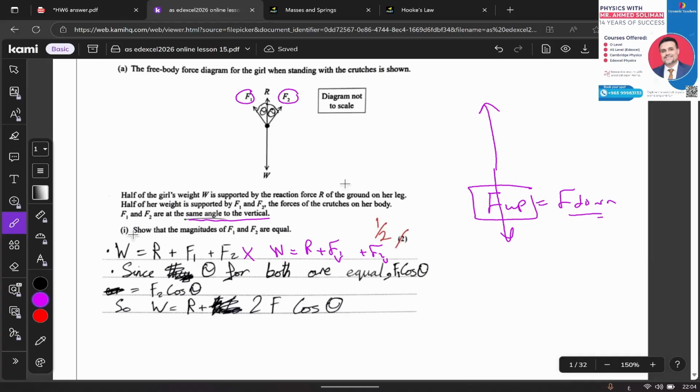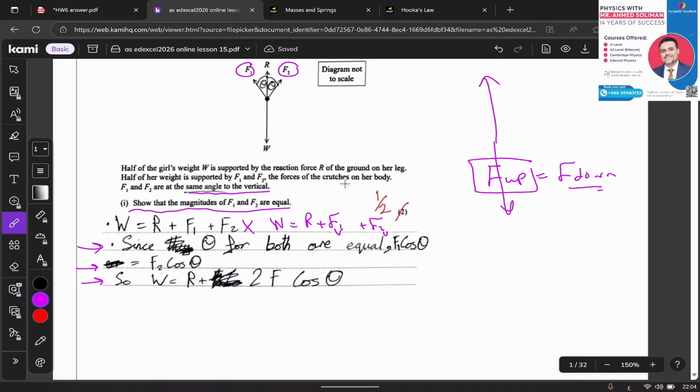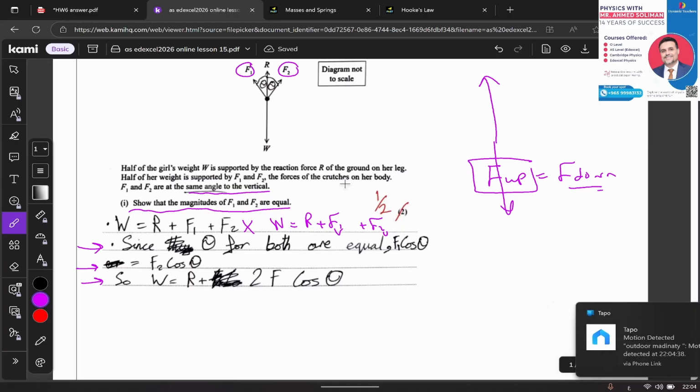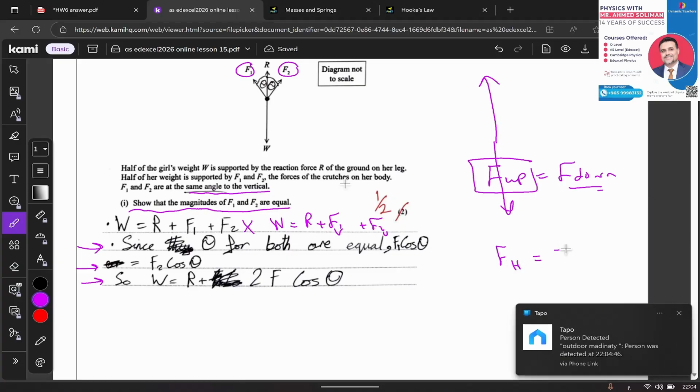So we can write like this, if you want. But I think the question said show that the magnitudes of F1 and F2 are equal. So what do you think, Habiba? Is this answer correct? If we complete this answer, will we get the correct answer or no? No. So now what is the new technique? What should you write? We are supposed to talk about the horizontal forces. Yes, because the girl is stationary. So we can talk about F horizontal equals 0. Of course, I'm talking about resultant.